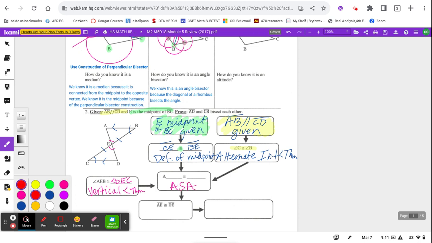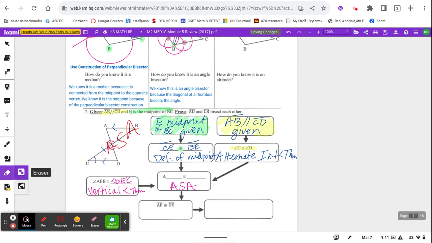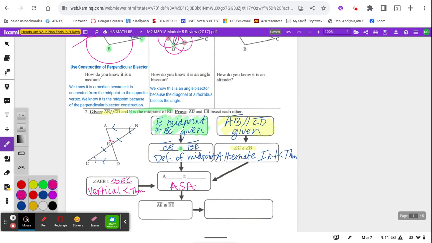If you're having trouble seeing what that is, here's my angle, here's my side in between the two angles, and here's my other angle. Sometimes I just write it directly on the proof like that. So we're going to say triangle AEB is congruent to triangle DEC.